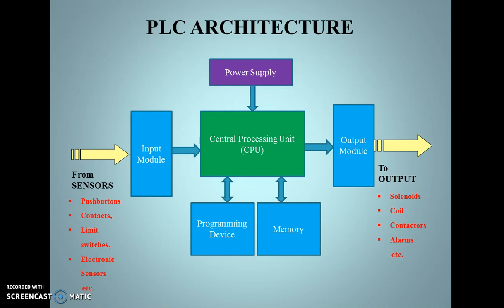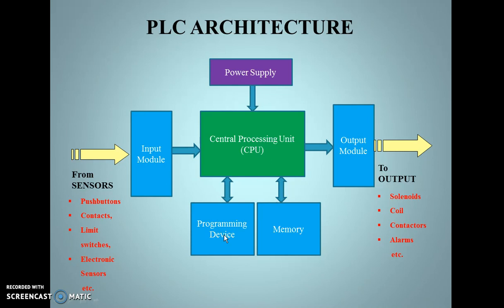We can see the main part or brain of the system is central processing unit, which is supplied by power supply, an input module which acts as the interface between the inputs, which come from various sensors like push buttons, contacts, limit switches, or various electronic sensors, and it is fed to the CPU. An output module acts as the interface between CPU and the output devices such as solenoid, coils, contacts, alarms, etc. Input module and output modules both are separated electrically using optoisolators to protect against any kind of short circuit or any electrical hazards. A programming device is used to program the PLCs.